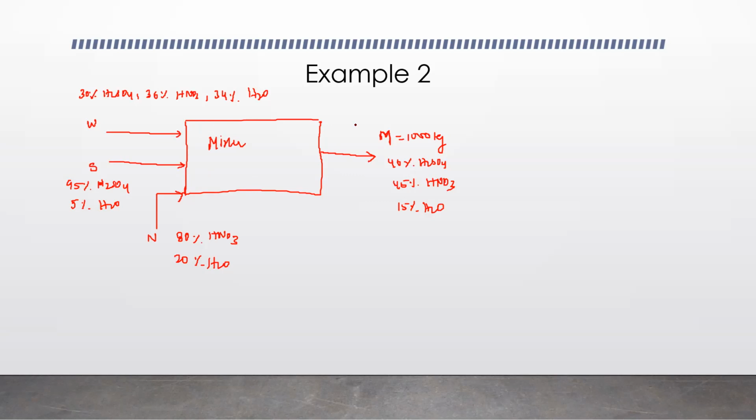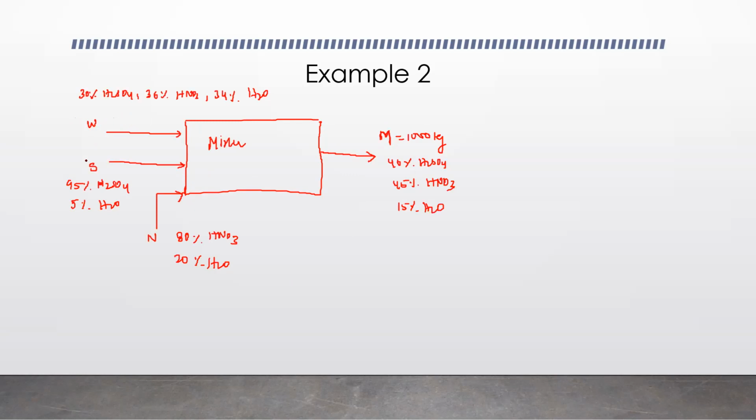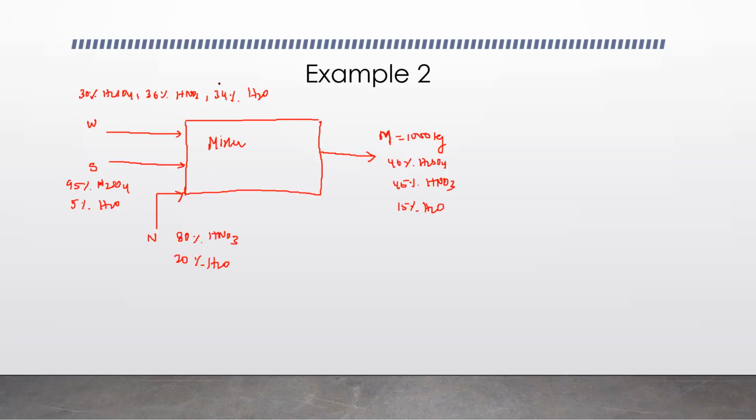All right. So then we go ahead to make the overall material balance equation. So the overall material balance equation, we are going to put input, that is W plus S plus N, that is your input, is equal to output. Output is 1000 kg. So M is equal to 1000 kg. Equation number 1. All right.